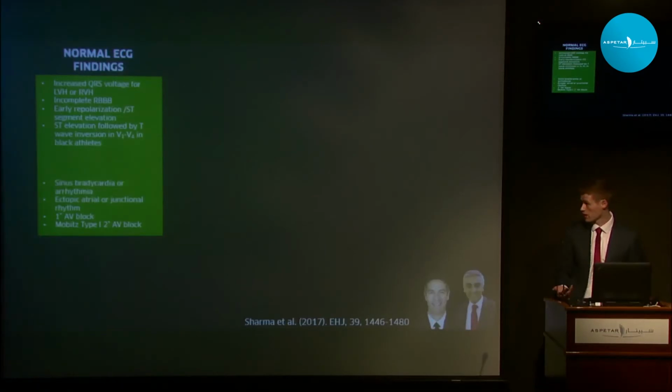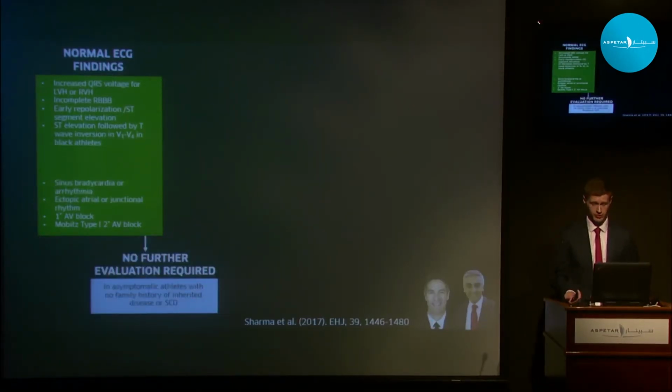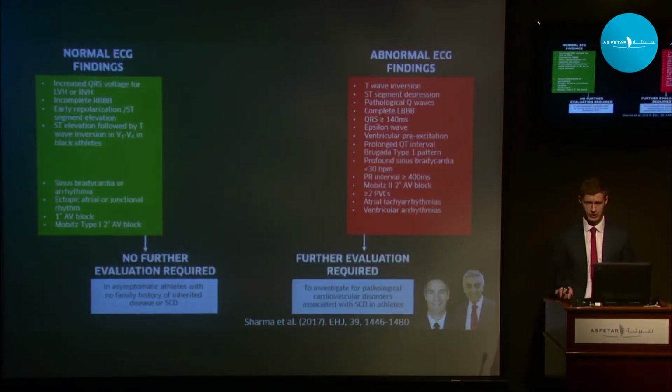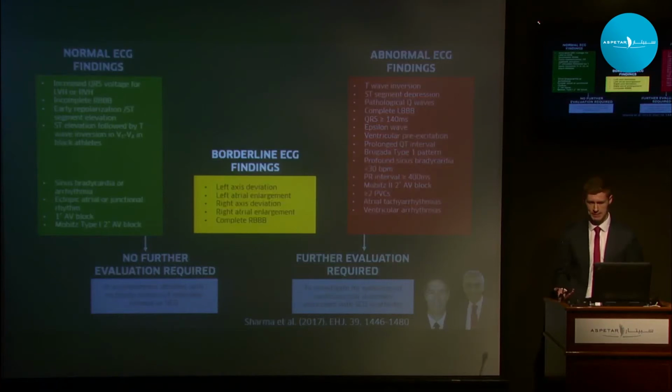And what are they then? Like their predecessor, they have a number of normal findings, which would not trigger further evaluation, and a number of abnormal findings, which would trigger further evaluation. But importantly, in terms of differentiation from their predecessors, was the identification of a number of borderline findings for the first time. If these were present in isolation, they're now considered not to warrant further evaluation. But if 2 or more are present, further evaluation is warranted.